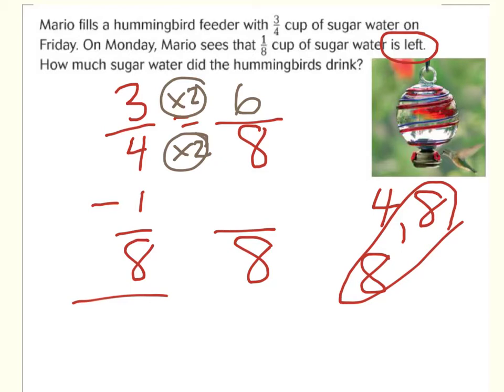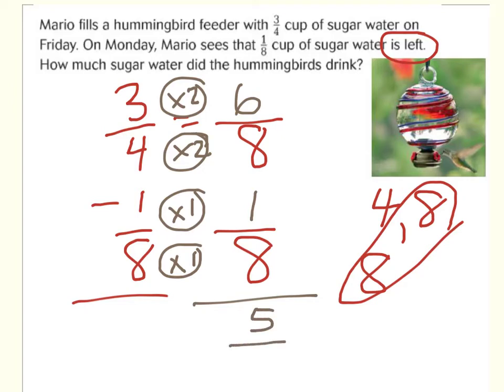And on the bottom, 1/8, in order to get from 8 to 8, well, I simply just multiply by 1, or I could just leave my fraction the same, because anything multiplied by 1 is going to be the same thing. So now I have to subtract. I subtract my numerator, 6 minus 1 would be 5, and my denominator, the whole, stays the same. So I still have an 8 on the denominator. So now 6/8 minus 1/8 would be 5/8.